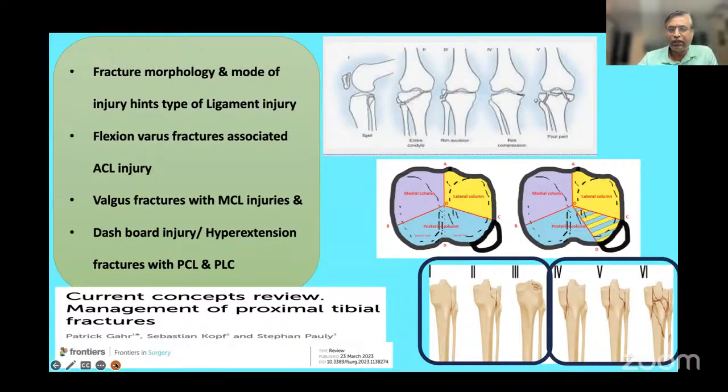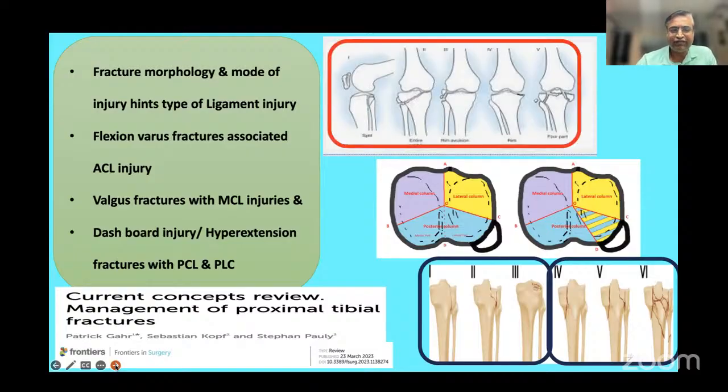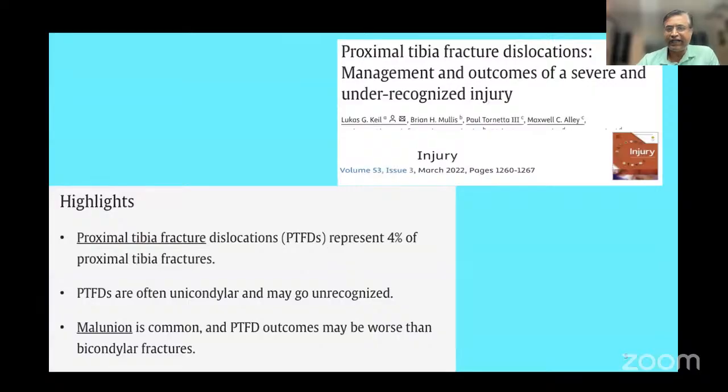And if you see the next types, 4, 5, 6, they are more complex, high-velocity injuries, and there you can have associated cruciate and collateral ligament injuries. For me, this classification is very important, the Hohl-Moore classification, where there are these subtle fractures. If you see the fracture-dislocation pattern, these are very subtle fractures which can be very disabling. So identifying these fractures and treating them appropriately will have a very gratifying outcome.